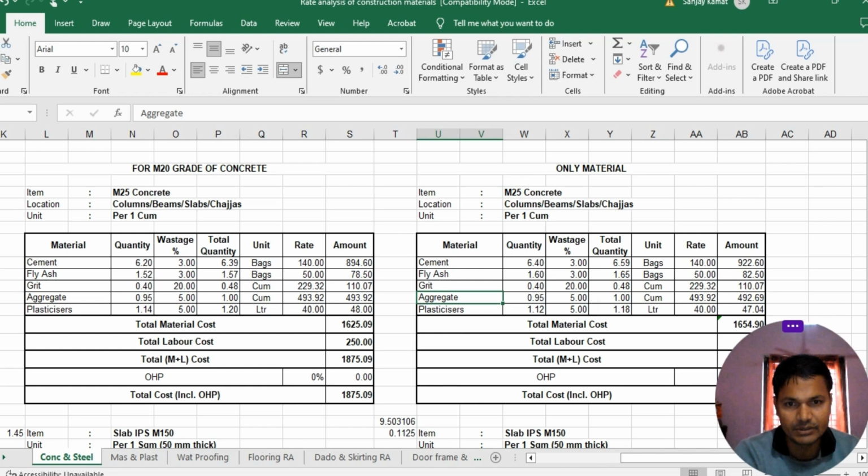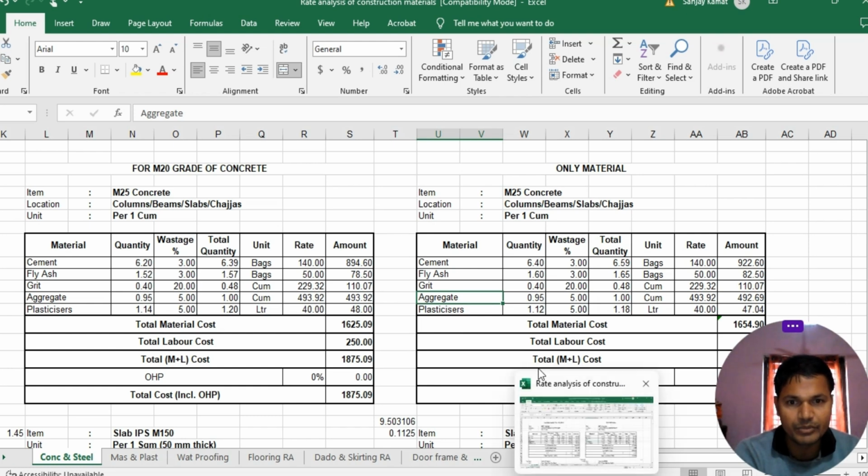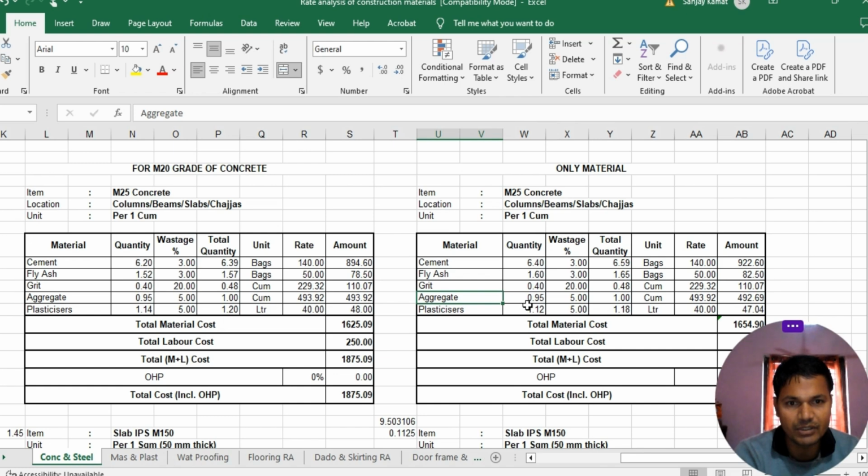Now, after grit, the aggregate. Coming to aggregate, the quantity we have to take is 0.95, and the wastage percentage we have to take is 5%. Then the total quantity we have to take is one only. The unit will always be in mix.